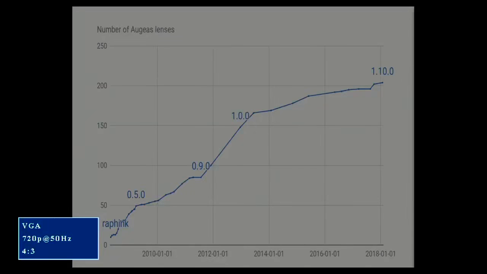I think the curve is tapering off exactly because we're at the point where Augeas out of the box knows enough about most file formats.